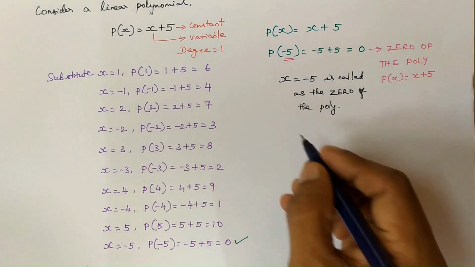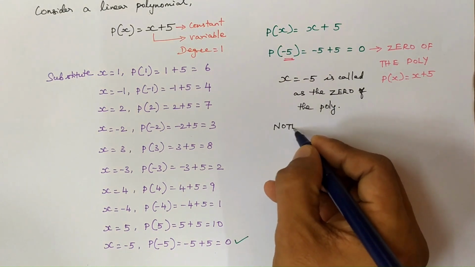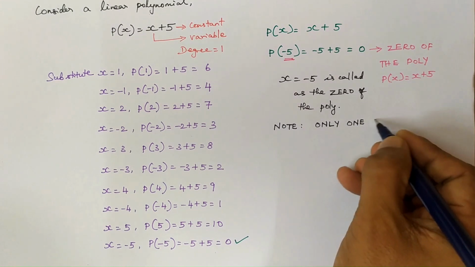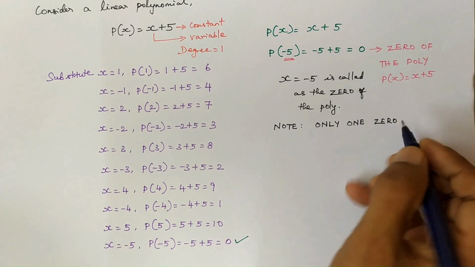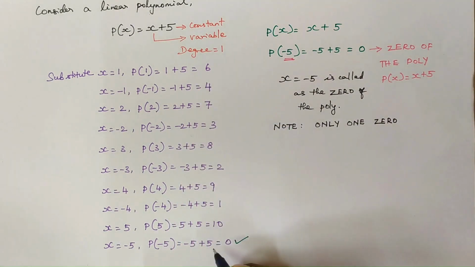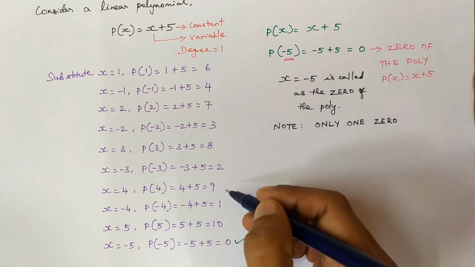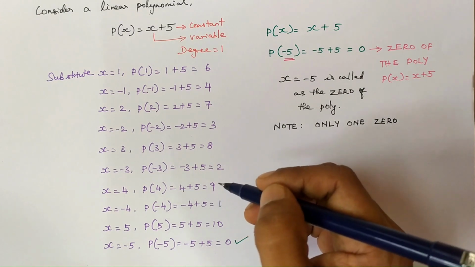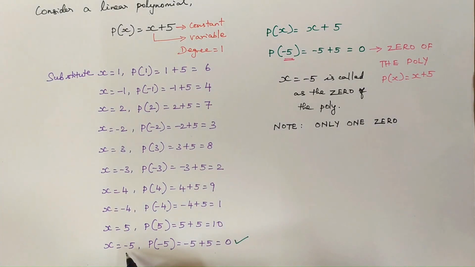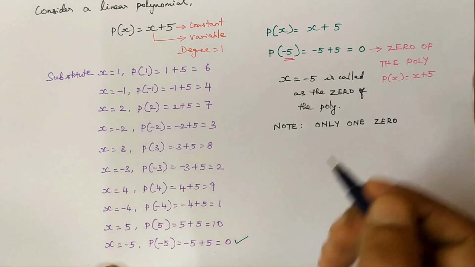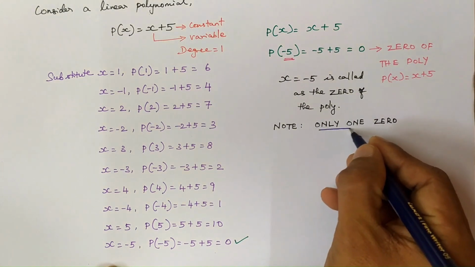Here we have to make a note that there is only one zero. In no other point does the value of the polynomial p of x go to 0. Other than minus 5, we don't have a point where the value of p of x becomes 0. So I have only one place where the value of the polynomial is 0.